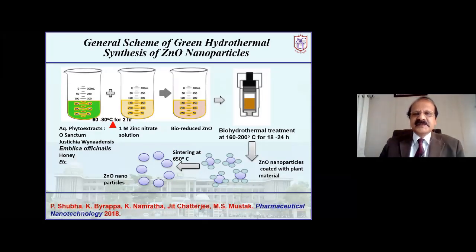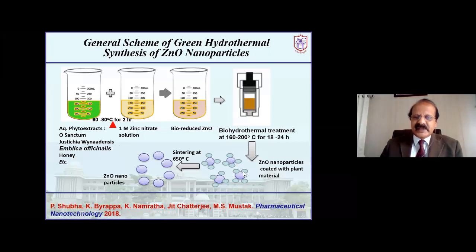And now the last part is the synthesis of zinc oxide nanoparticles for biomedical applications and also dentistry. This is the biohydrothermal synthesis process, wherein we start with some aqueous phyto extracts, maybe from Ocimum, then maybe Justicia wynaadensis, and Emblica officinalis, and even honey we have used. And this is the 1 molar zinc nitrate solution and bioreduced zinc oxide, treated under hydrothermal condition, that is biohydrothermal. We get zinc oxide nanoparticles coated with plant materials.